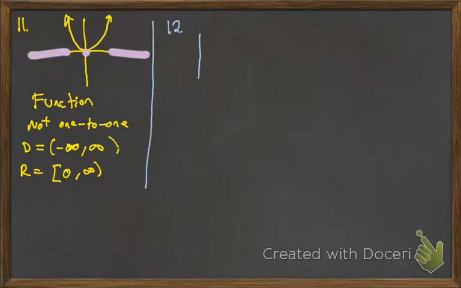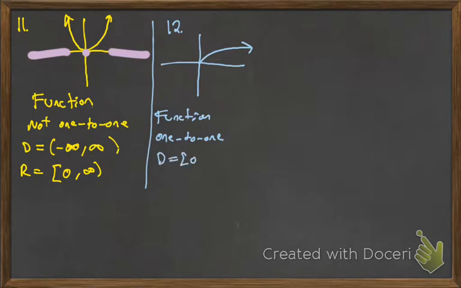Okay. Number 12, we're going to look at the square root. It passes the vertical line test, so it is a function. It will also pass the horizontal line test, so it is a one-to-one function. It starts at 0, including 0, and goes off to infinity for both the domain and the range.